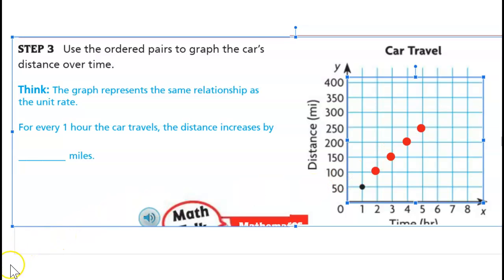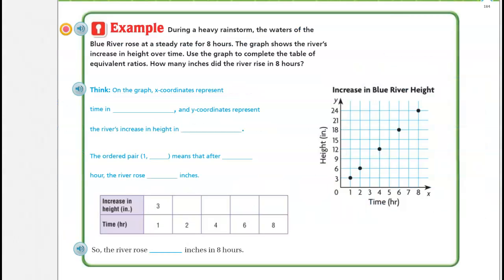So now that you've completed that, continue on to the example and complete this for the questions up here. Fill in the graph. You can pause the video here, complete this, and then come on back and I will go over the answers with you.